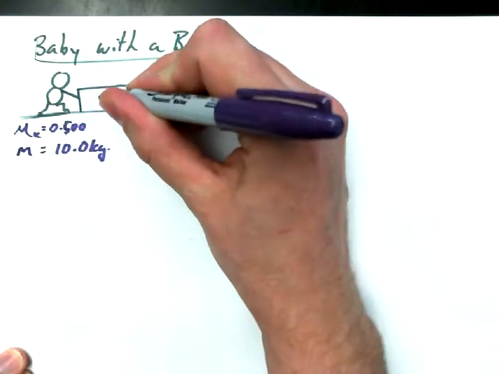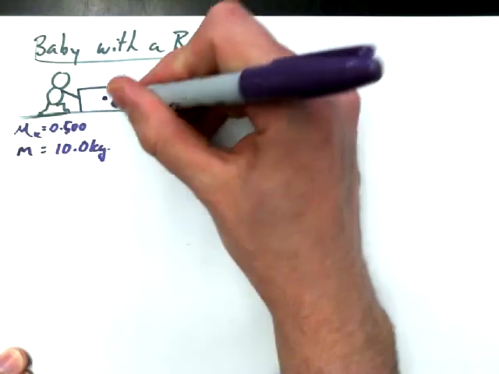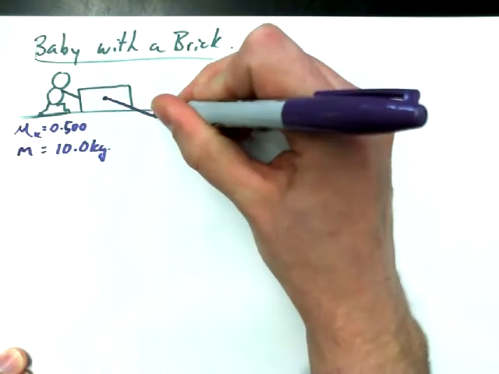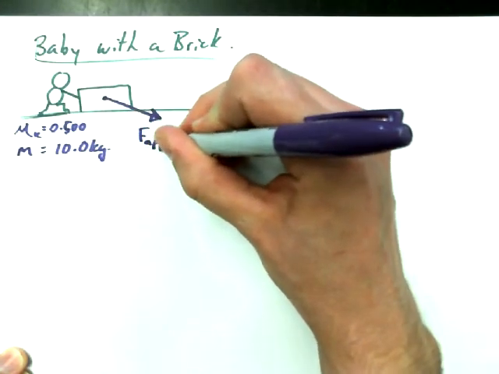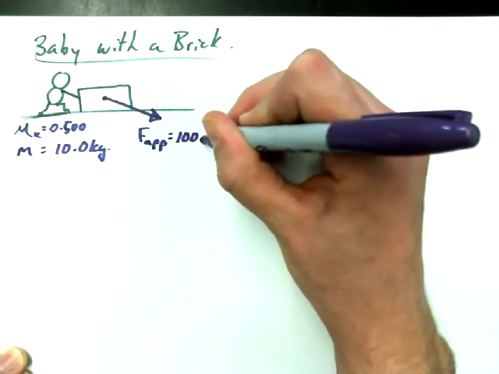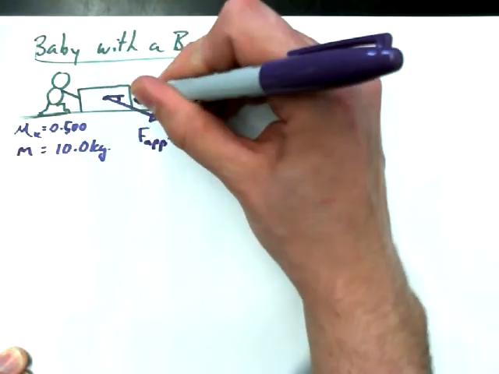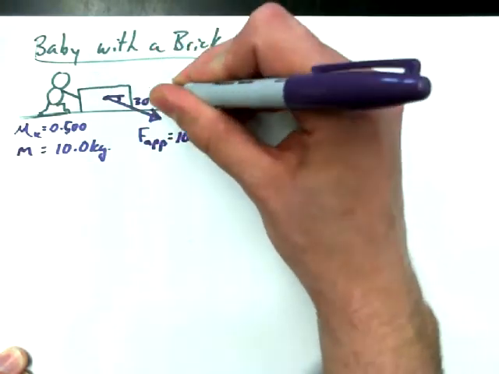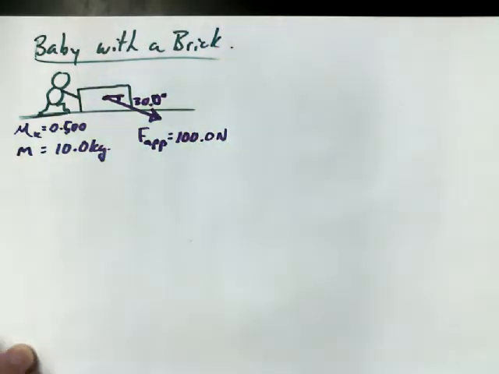And he's going to push with a force, because he is so tough, 100 newtons. I know, right? So we're going to say F applied is 100.0 newtons. And the angle at which he's going to push relative to the horizontal is 30.0 degrees below the horizontal.